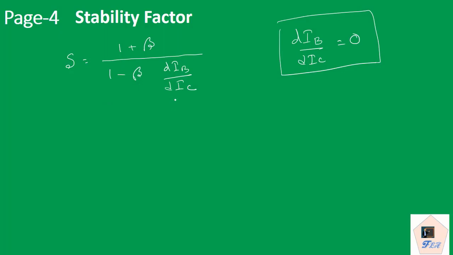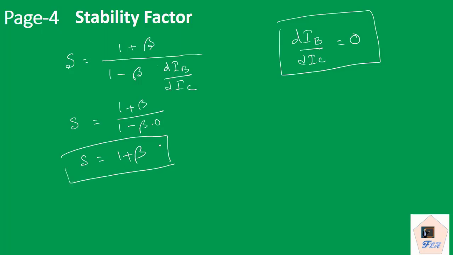So if this portion is 0, then S equals 1 plus beta divided by 1 minus beta into 0. So S is 1 plus beta. This is a very alarming thing. The stability factor is 1 plus beta. If we consider beta as 100, then the stability factor is 101, which is quite large. Earlier we have seen that the ideal value of S is 1. Up to 10 or 15, the S value may be considered, but 101 for beta 100 is quite high. So this provides poor stability for the fixed bias method.